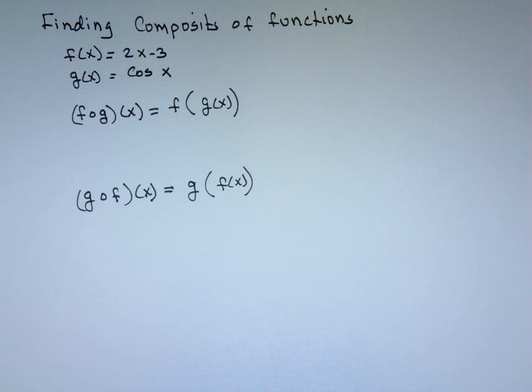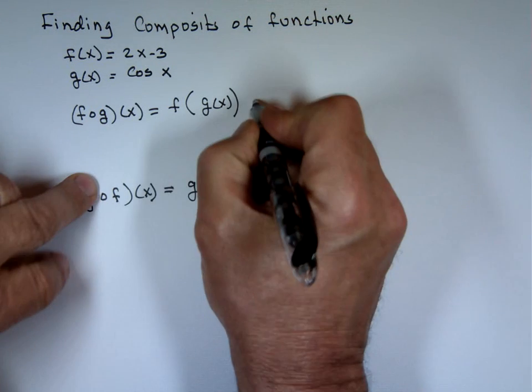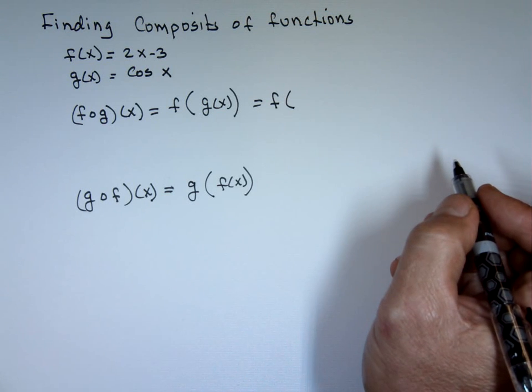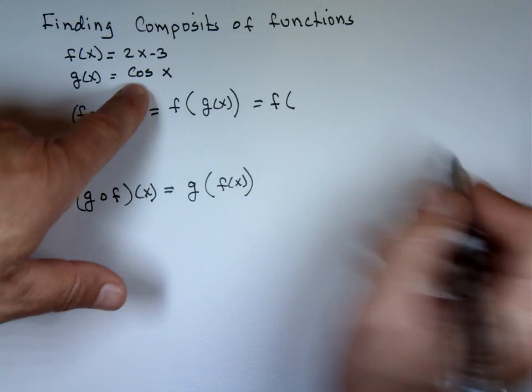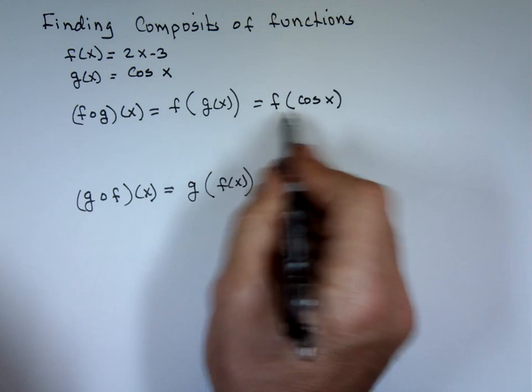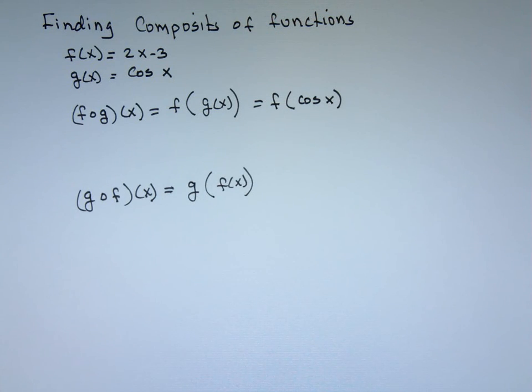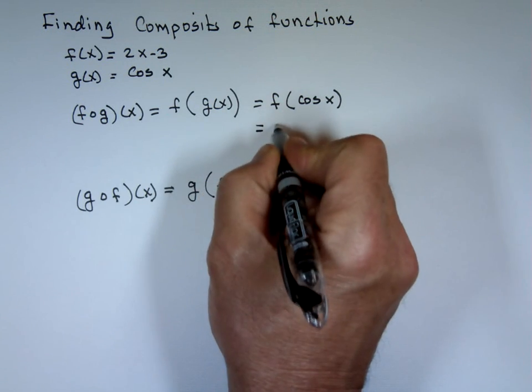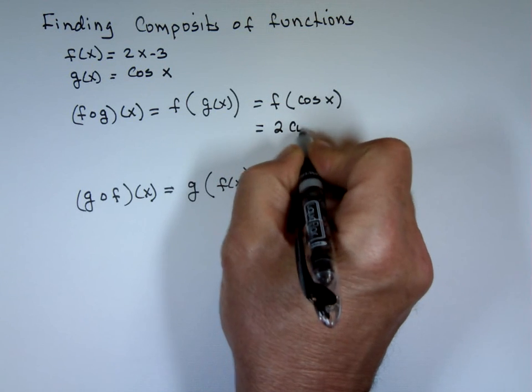So this is f of, do we know what g of x is? g of x is what? Cosine x. So how do you find the f of cosine x? We go to the f function up there, and every time you see x, what are you going to replace it with? Cosine x. So it's going to be 2 times, replace x with cosine x, and there's the minus 3.